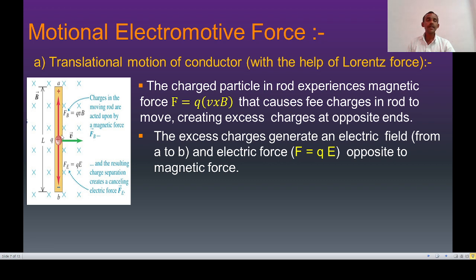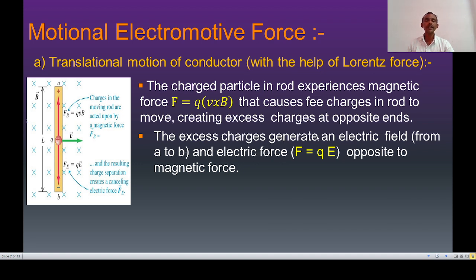Because the magnetic field B and the area vector are at 90 degrees. The magnetic field is inward and the velocity vector is towards the right, therefore the magnetic force acts in the upward direction. And the electric force due to the electric field is in the downward direction, from A to B.